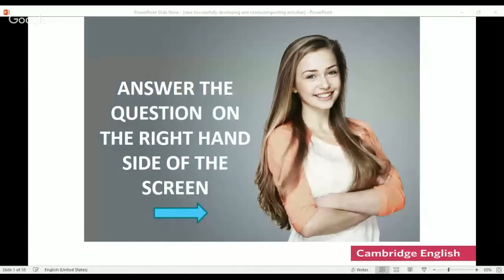Indicate your choice on the poll to the right-hand side of your screen. Which of the following is not a writing activity? Please mark your choice.